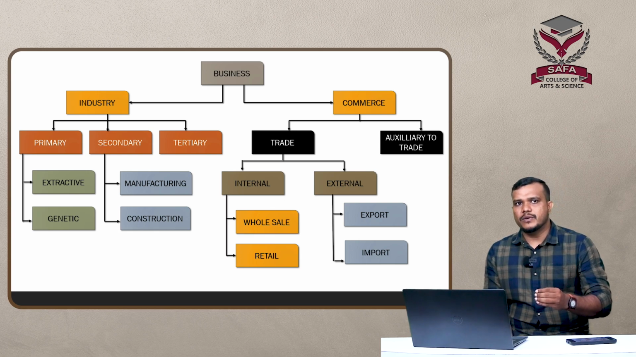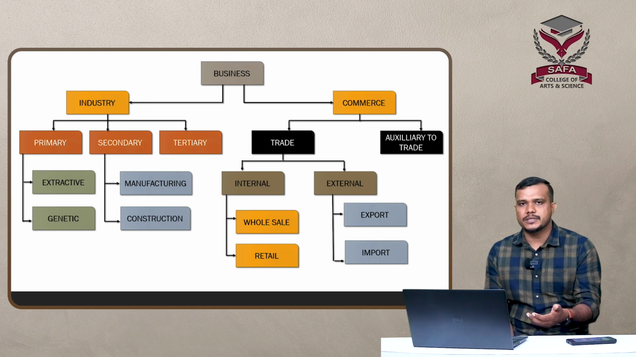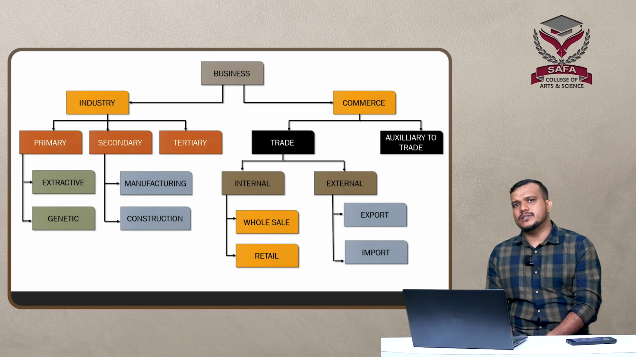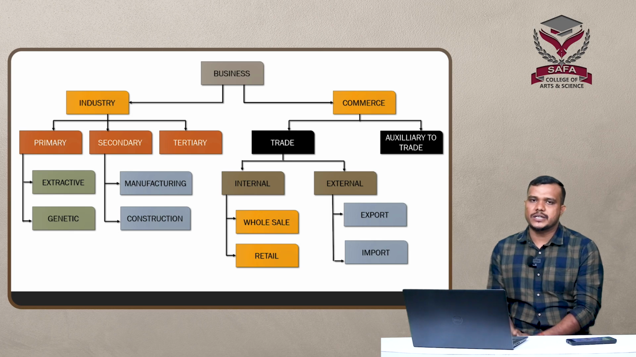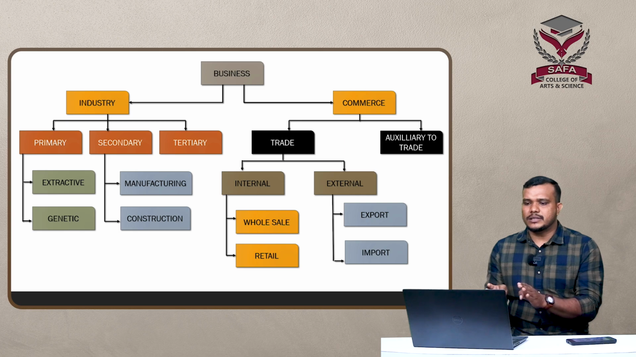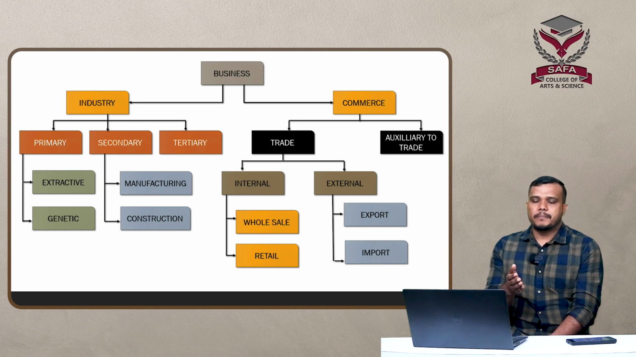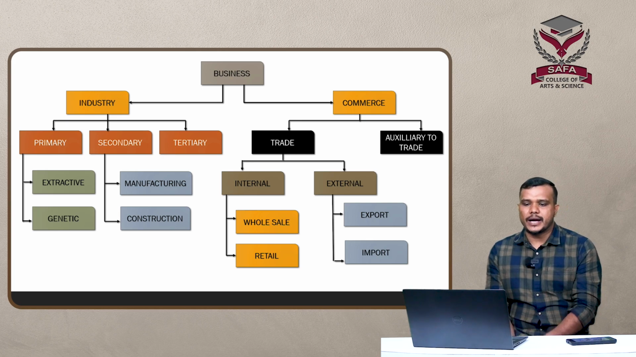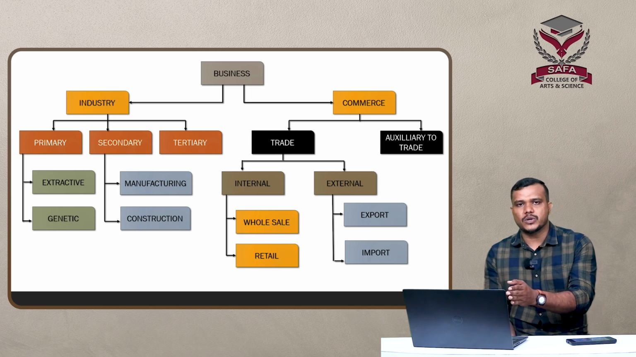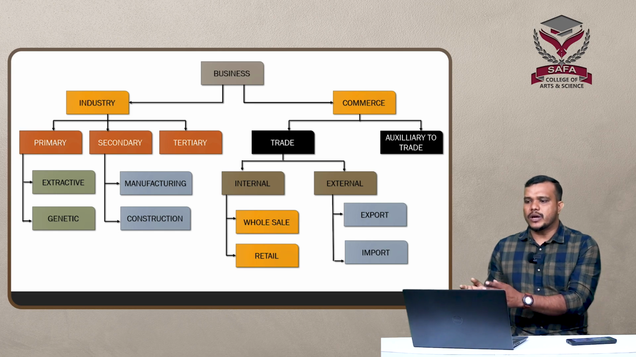In the world you can see a lot of kinds of business, like manufacturing business, construction business and trading business, etc. So the entire business activities are classified into two major parts, industry and commerce. Looking at industry, there are another three classifications: primary, secondary and tertiary. Primary industry is further classified into two categories, extractive and genetic, and secondary industry is also classified into two categories, manufacturing and construction.